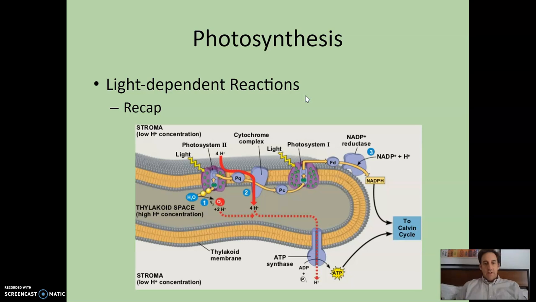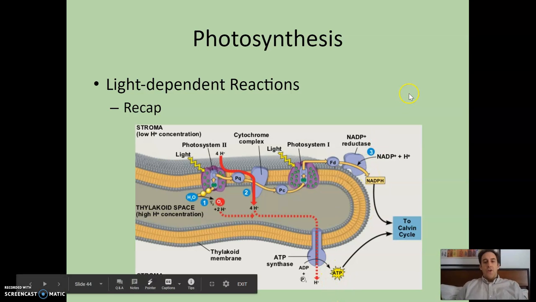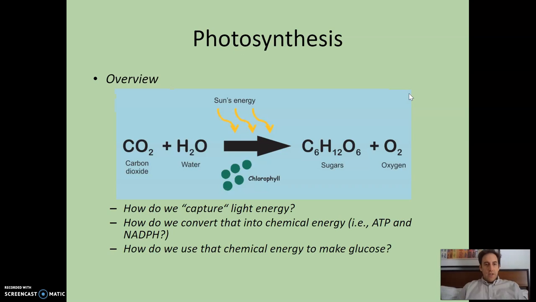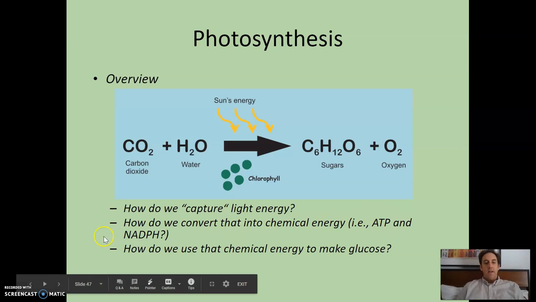So here's just kind of another look at that. Photosystem 2, electron transport chain. Photosystem 1, here's NADP plus being formed into NADPH. And then the ATP being produced. So we've captured the light energy, and we've converted that, so that's the first question, and then we've converted that into chemical energy, specifically ATP and NADPH.